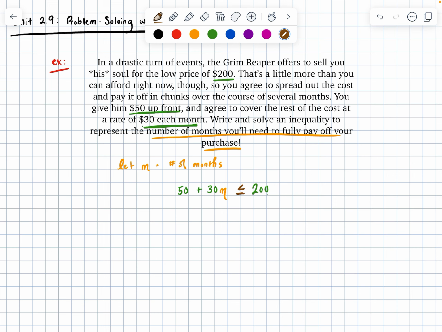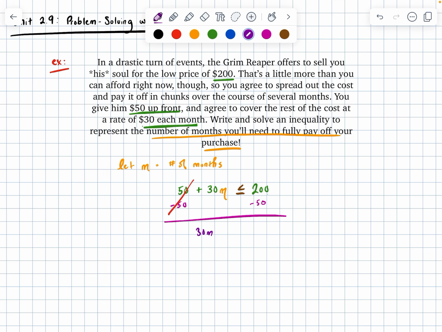If you've got this inequality, great. Maybe you solved it, maybe you didn't. If you want to pause the video and solve it, be my guest. Or if you've already got it solved, let's do it together. So I want to get m by itself. In order to do that, let's subtract our 50.